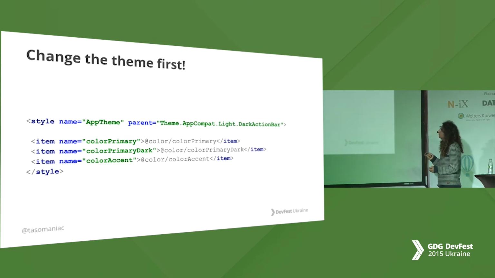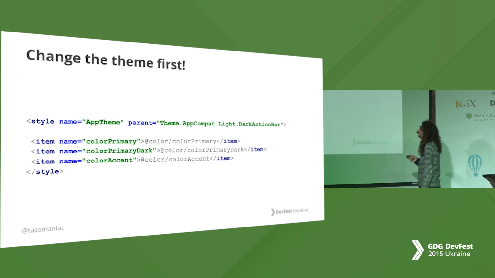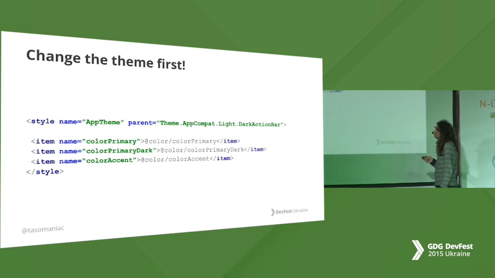So basically, this is the basic application theme you will use. The parent should be from theme.appcompat, and then the rest you can decide. Here I have the light theme, and the action bar will be dark. And then I will provide primary dark colors and the accent color of my application.